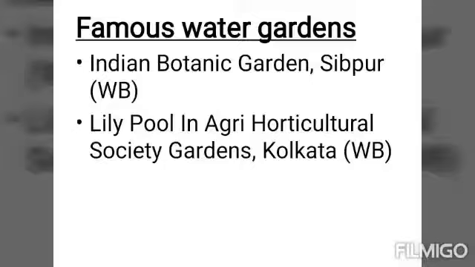And second is the lily pool in the Agri Horticultural Society Garden in Kolkata, West Bengal. This is also eye-catching, the lily pool which is present here in the Agri Horticultural Society. So these are some of the water gardens in India.